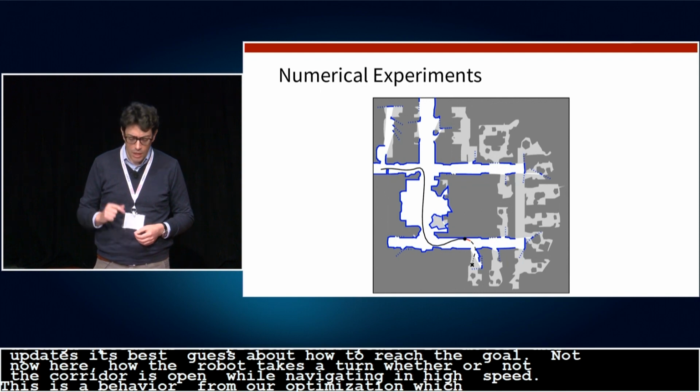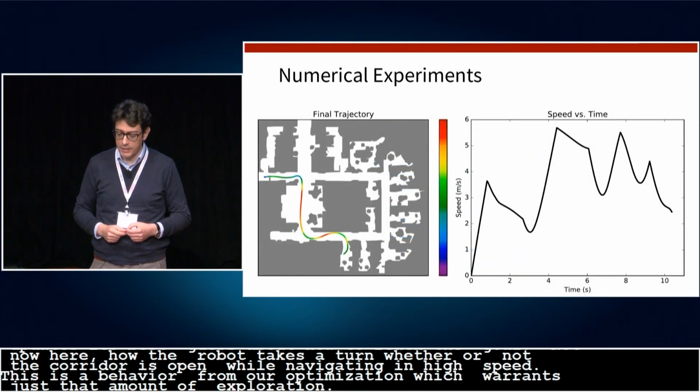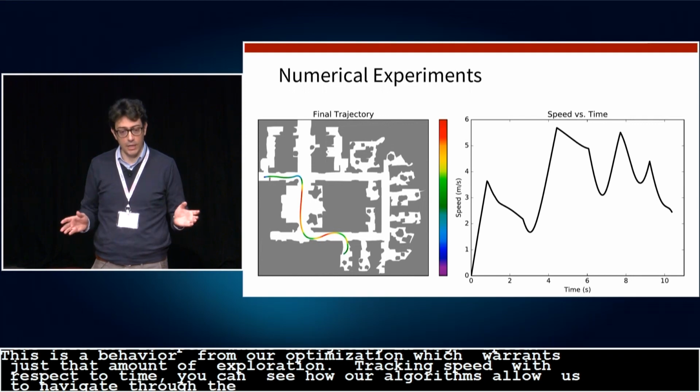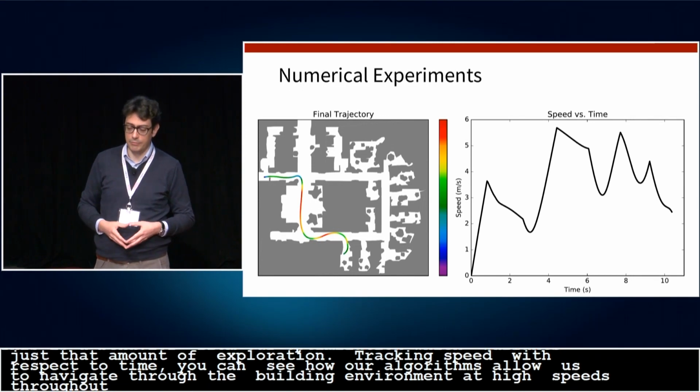This is a completely emergent behavior from our optimization, which rewards just the right amount of exploration. By tracking speed with respect to time, you can see how our algorithms allow the robot to navigate through the building environment at a very high speed throughout, with safety guarantees and without prior information about the environment.